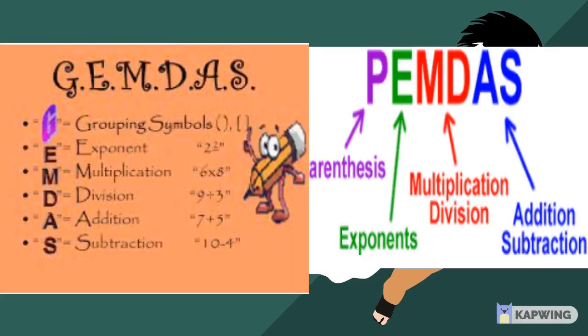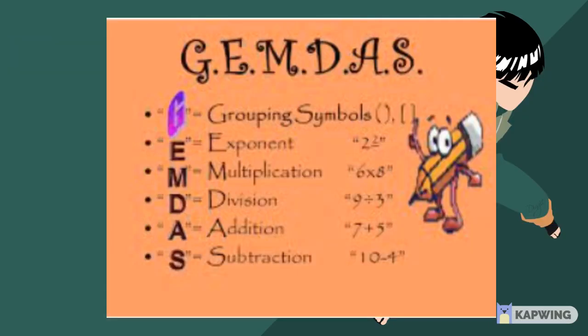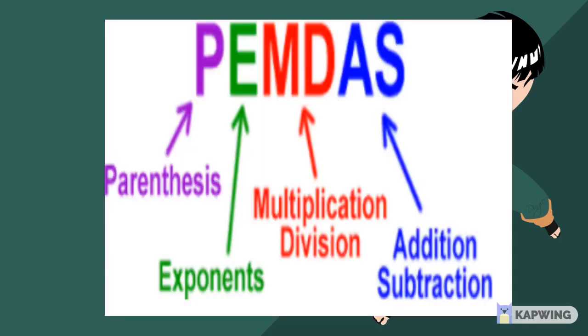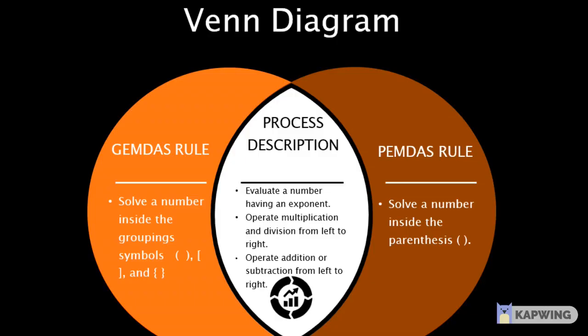Let us compare GEMDAS and PEMDAS using a Venn diagram. GEMDAS stands for G, grouping symbols; E, exponent; M, multiplication; D, division; A, addition; S, subtraction. While PEMDAS: P, parenthesis; E, exponents; M, multiplication; D, division; A, addition; and S, subtraction.